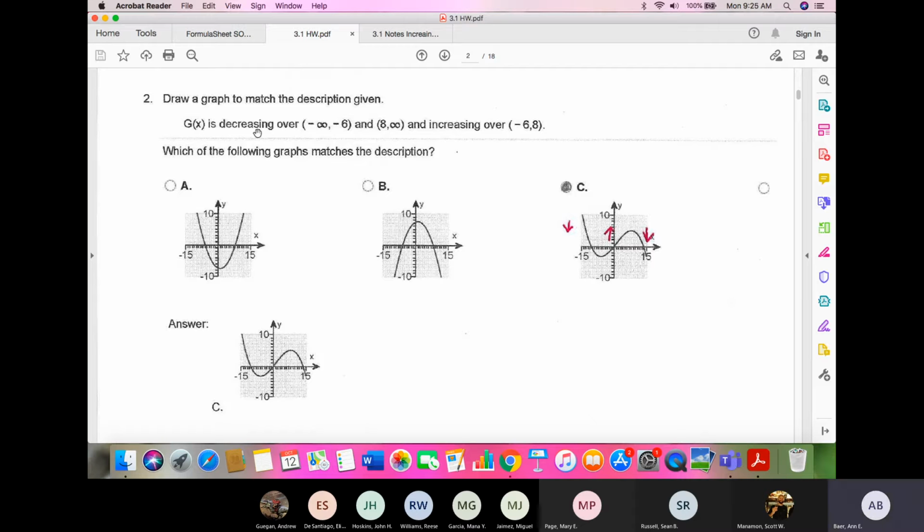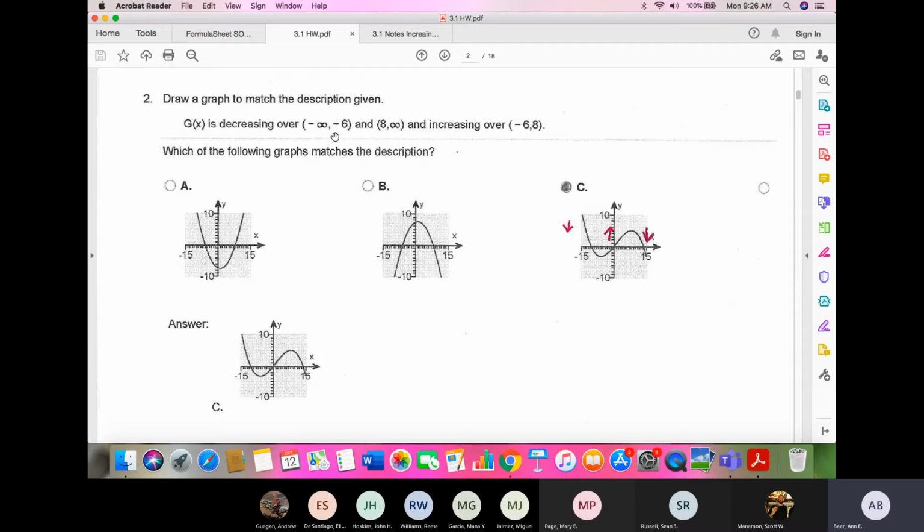So g of x is decreasing from negative infinity to negative 6. We're going left to right. Decreasing means going down. And also decreasing from 8 to infinity. And g of x is increasing over this interval, negative 6 to 8. That means it's going up like this. Decreasing from left to right means going down. Increasing means going up from left to right.